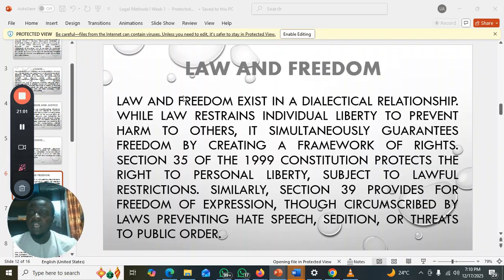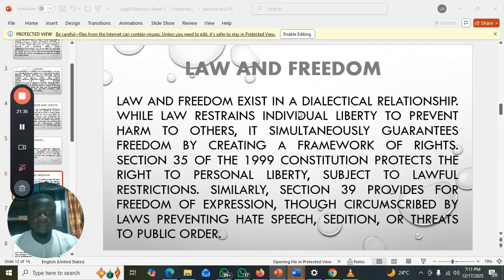Now, law and freedom exist in a dialectical relationship. What is dialectical? It means they connect with one another, they touch one another. This tells this what to do, and this tells this not to do. While law restrains individual liberty to prevent harm to others, it simultaneously guarantees freedom by creating a framework of rights under Section 35 of the 1999 Constitution, which protects the right to personal liberty.